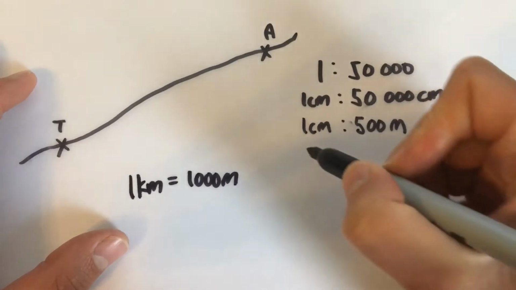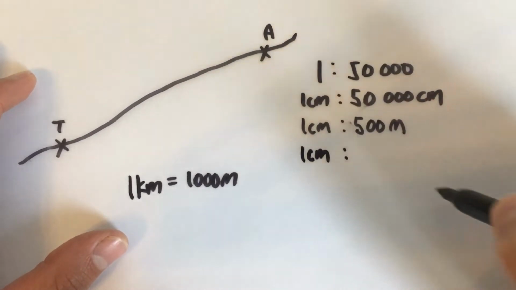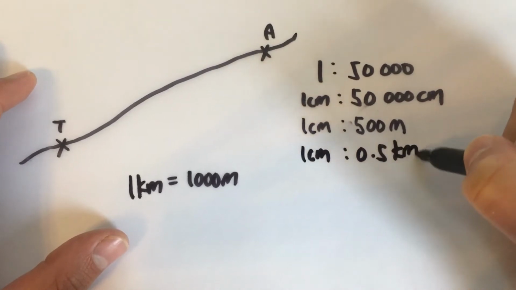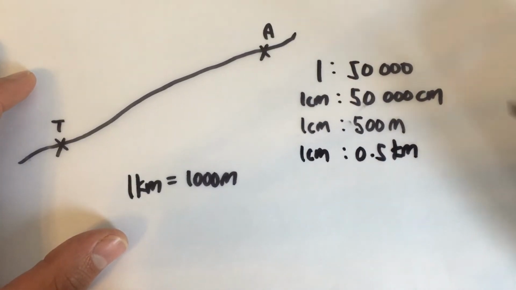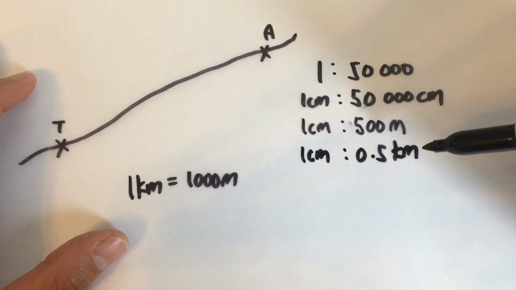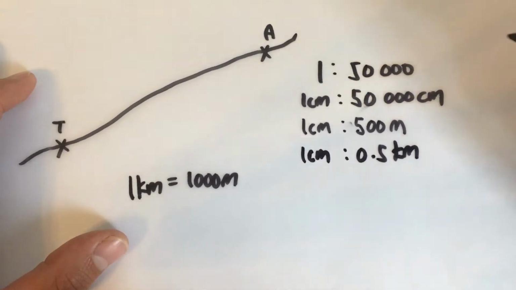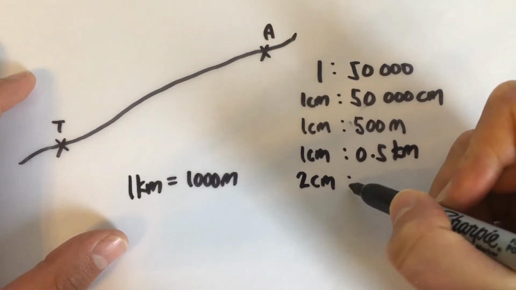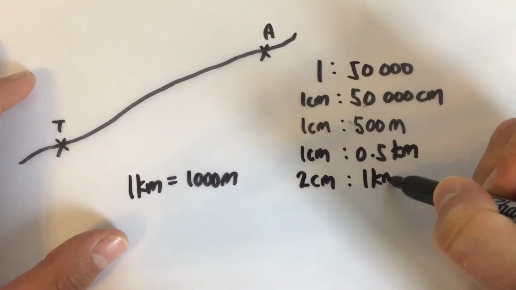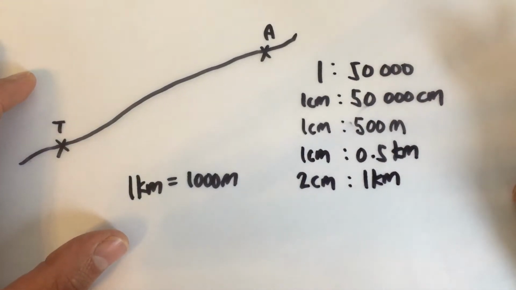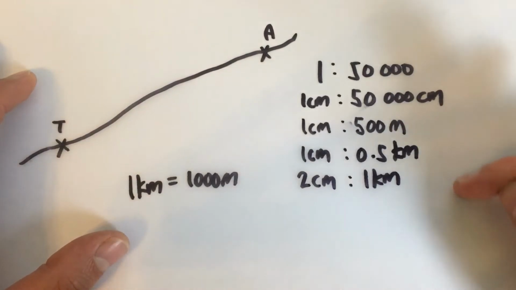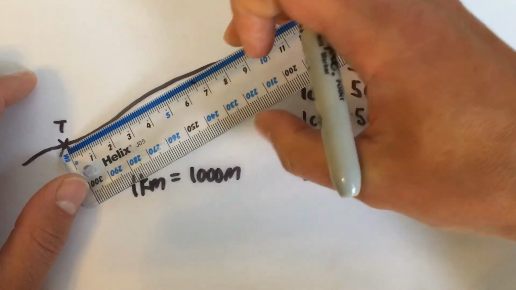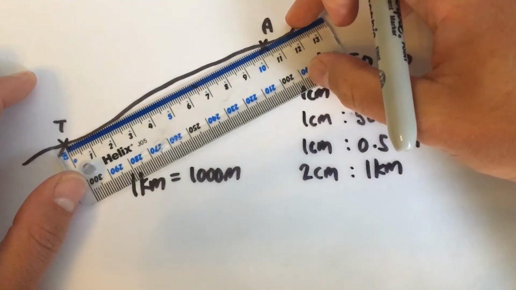I can use this to say that 1 centimetre on the map is equal to 0.5 kilometres in real life by dividing by 1,000. Now it might be more useful to me to note that 2 centimetres on the map is equal to 1 kilometre in real life. Now I understand the scale a bit better. I can grab my ruler and measure this distance from T to A.